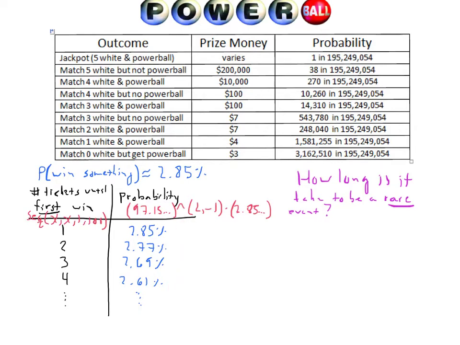I need to take a cumulative running sum of these numbers here. And the way that I can do that is to establish in list 3 just a cumulative sum of these numbers over here in list 2. So cumulative sum is simply adding these numbers up. You'll notice that getting it within the first try, that's 2.85%.